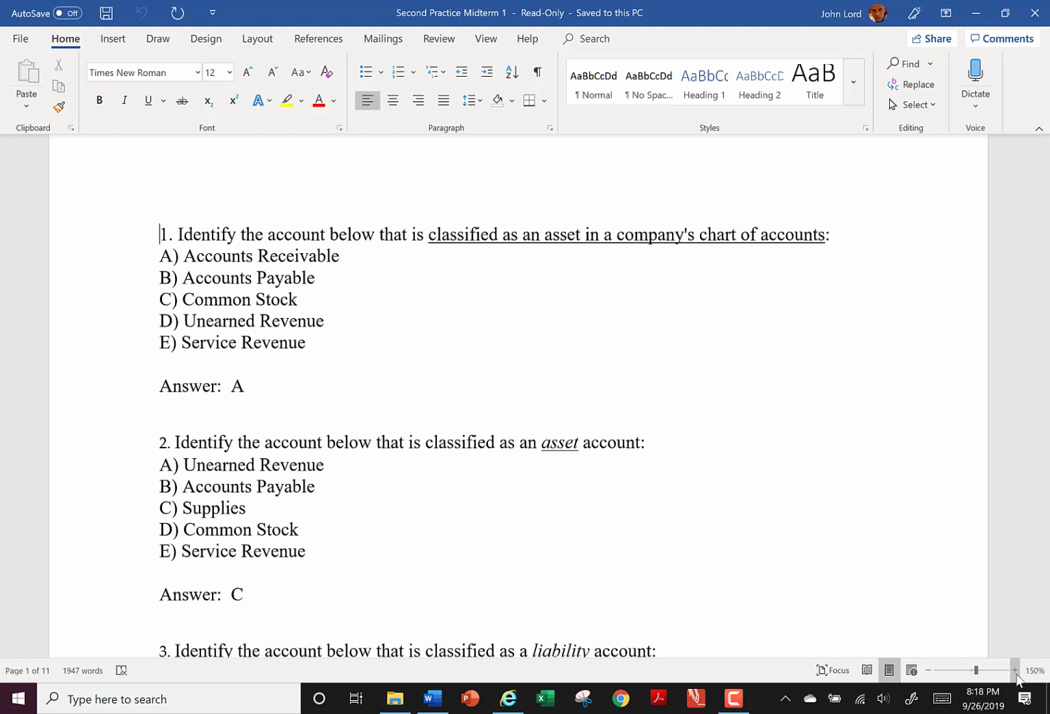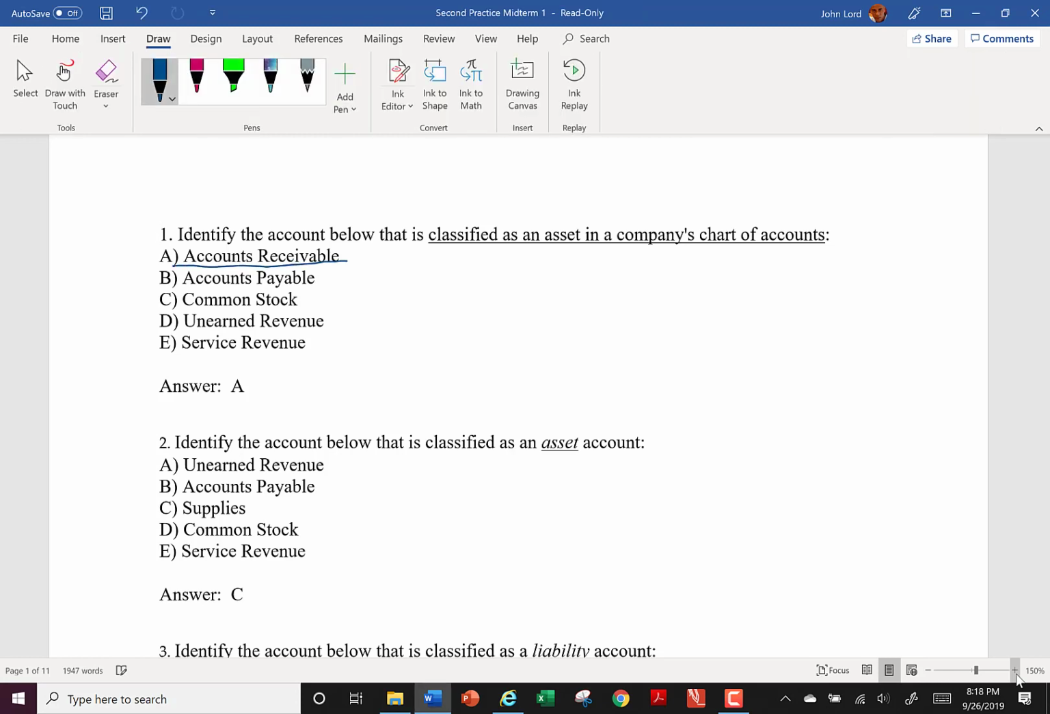Let's go, guys. Let's get down to business here. Okay, so identify the account below. I'll wait because I'm not going to talk over you. Identify the account below that is classified as an asset. Assets have what? Have future economic benefit, right? So does accounts receivable have future economic benefit? Yes, it does. So the answer here is A, right?